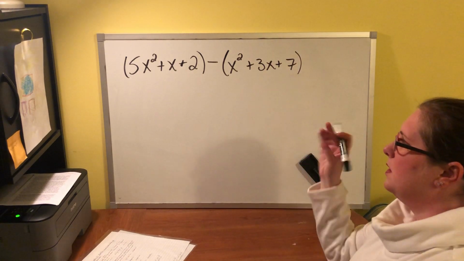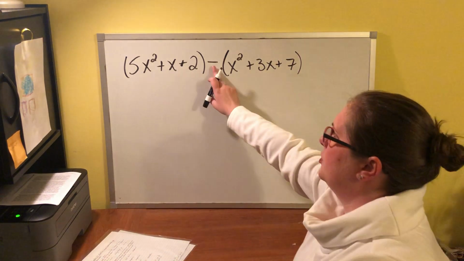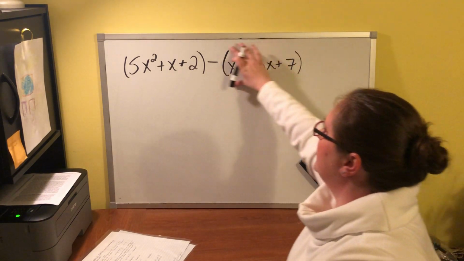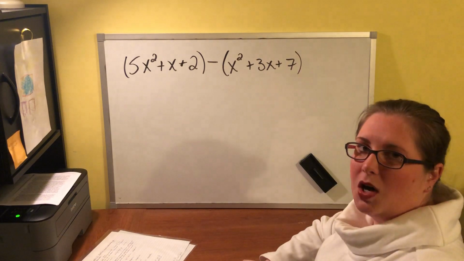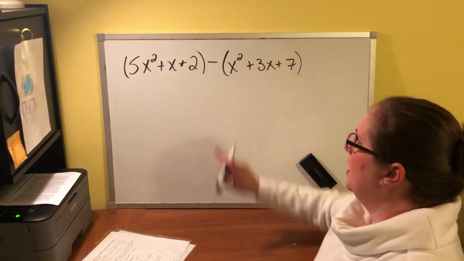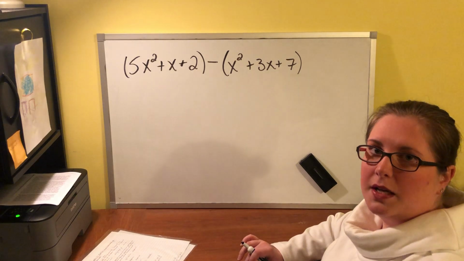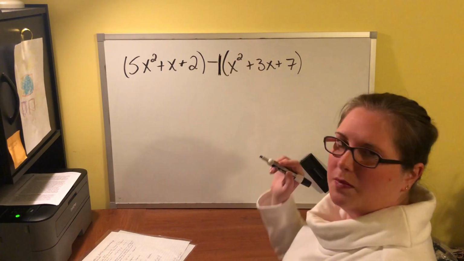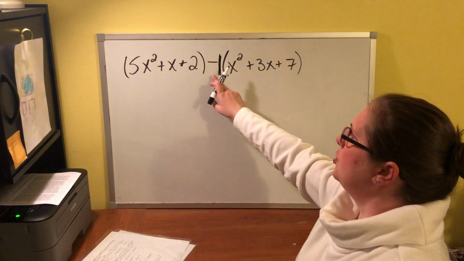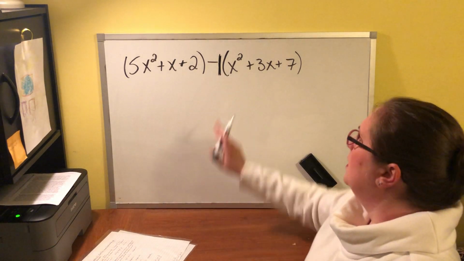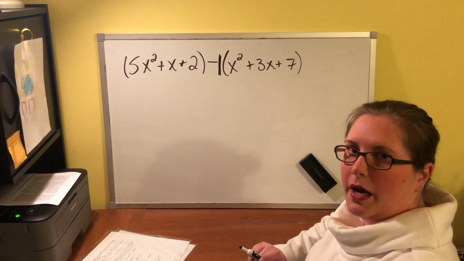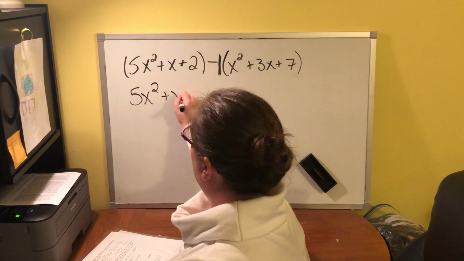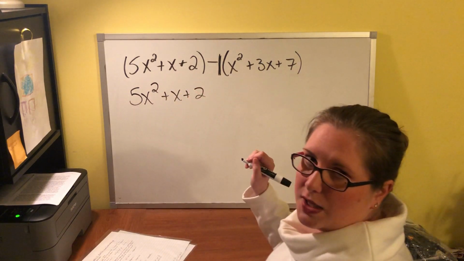Okay? So the difference with this problem is the subtraction matters, the sign matters, because I'm subtracting this entire polynomial that's in the set of parentheses. I am subtracting all 3 terms. So you are actually going to be distributing. Remember, we dealt with an imaginary 1 in the beginning of the semester to distribute. You're distributing a negative 1 to each of those terms. Okay. All right. So now I'm going to bring down my 5x squared plus x plus 2 because that's not changing anything.